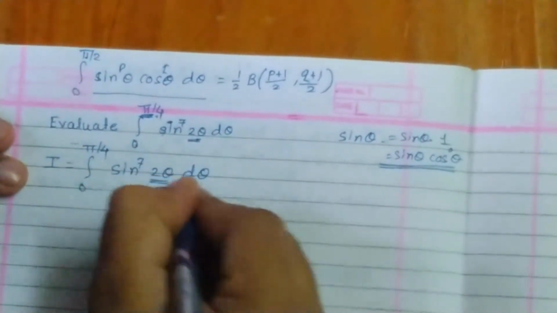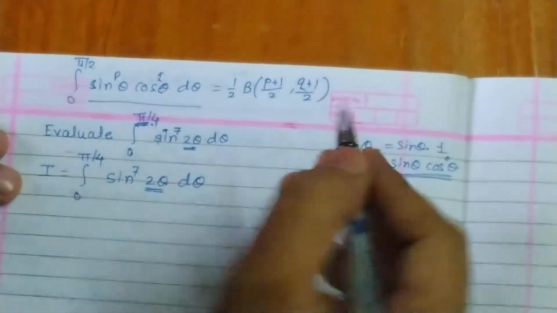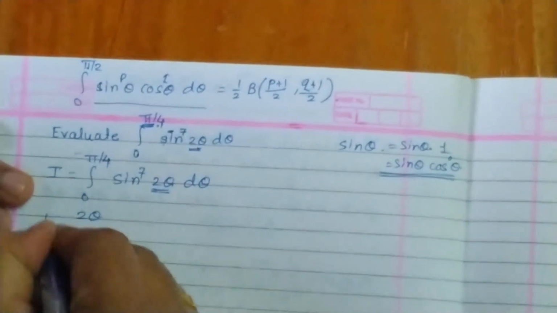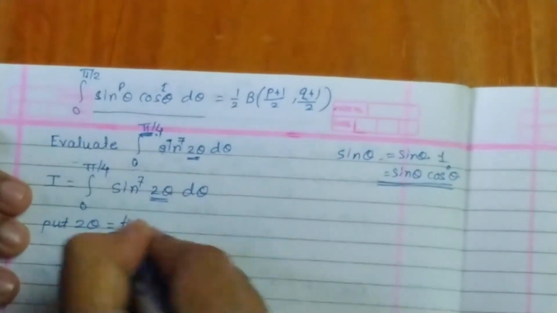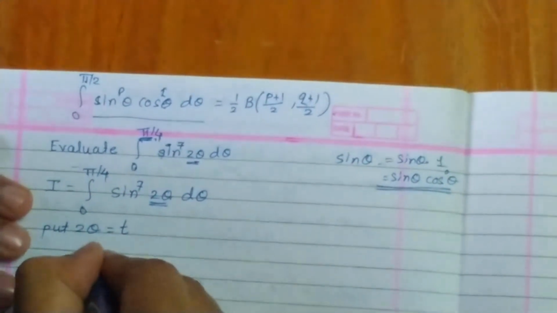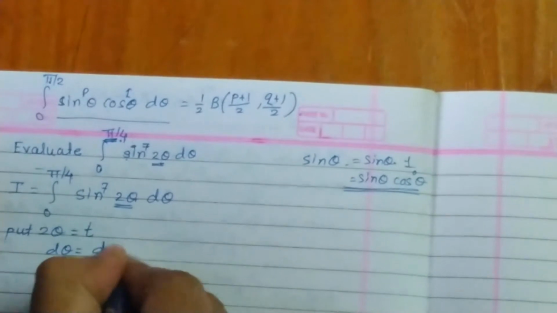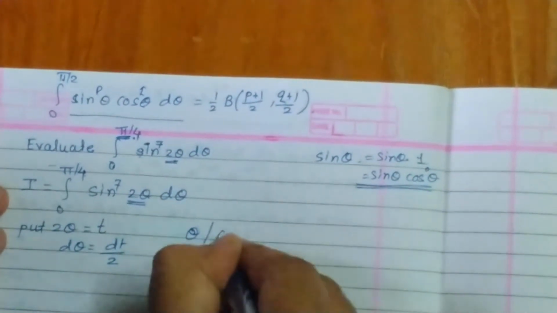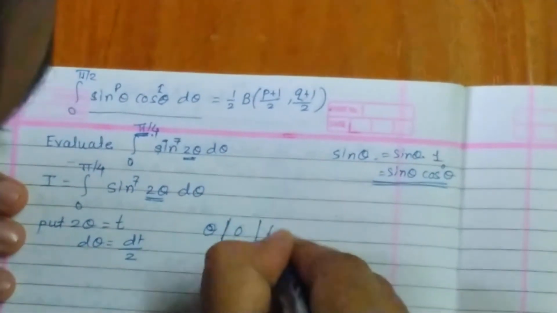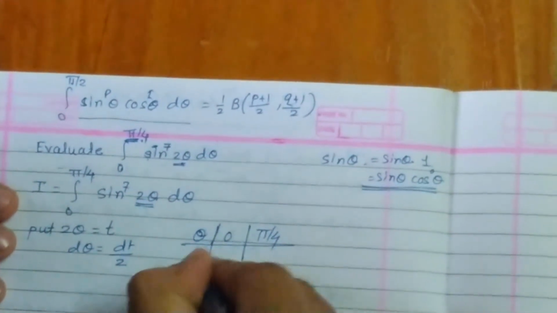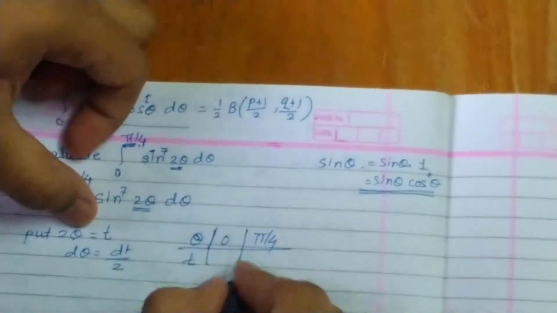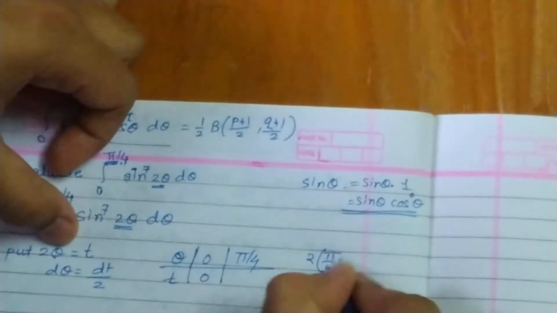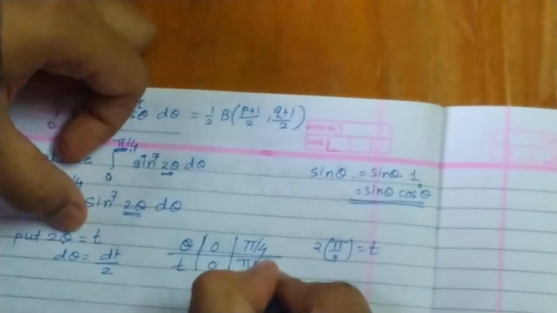Okay, I will begin with the solution of this problem. I have to manage this double of the angle as a single angle, and the limit from 0 to pi by 4. So I will make a substitution, put 2 theta equal to t. Therefore d theta is equal to dt upon 2. Now what is the change in the limits? Theta is from 0 to pi by 4. When I substitute theta as 0, t is also 0. When I substitute theta as pi by 4, 2 times pi by 4 is equal to t, so that gives me pi by 2.